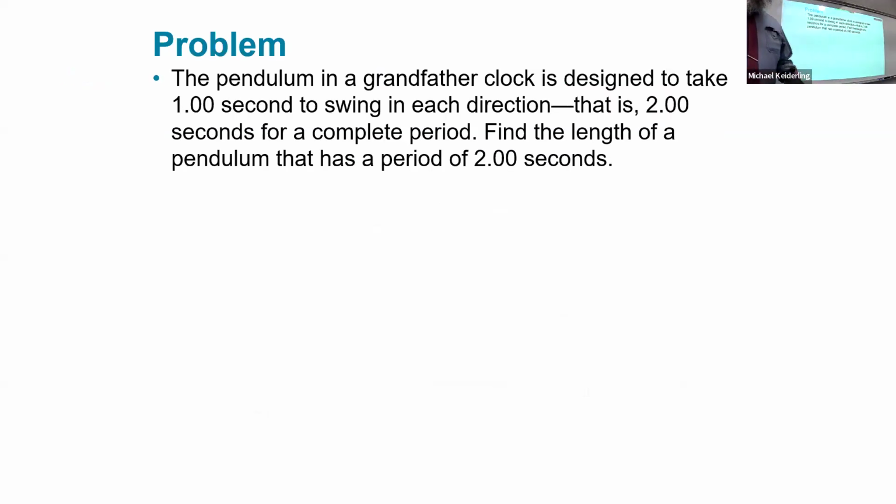So the pendulum in a grandfather clock is designed to take 1 second to swing in each direction. So the period for a pendulum is 2 pi square root of L over g, as opposed to the period for a mass on a spring, which is 2 pi square root of m over k.